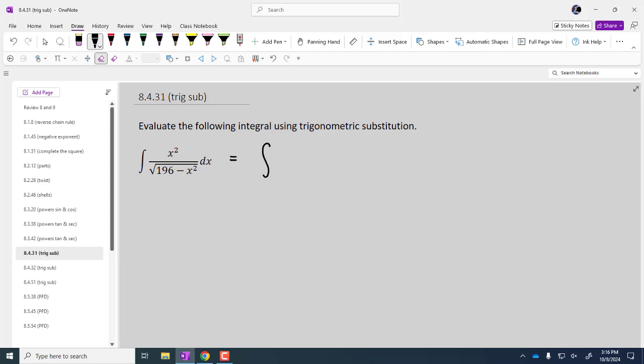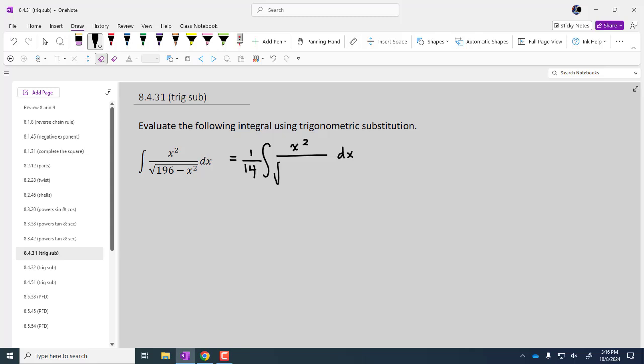Okay, so we have 3 trig subs: sine, secant, and tangent. What we would like to have is a difference of squares with a 1. That makes trig sub easier in the long run. And so what we're going to do is factor out that 196. So we factor that out. The square root of 196 is 14, so that's going to be in the denominator.